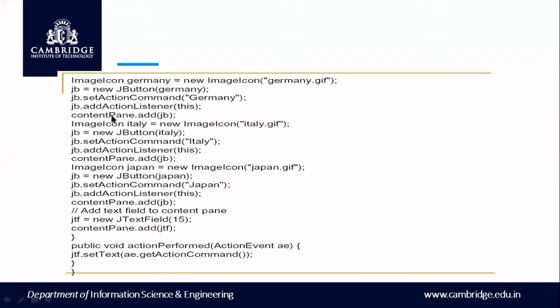I've created one more image icon called Italy. There is another JButton, and the name of the JButton is also Italy. For this also an action listener is specified, and it is added to the content pane. In the same way, I have created one more button called Japan. Fine. All the buttons are added to my content pane.